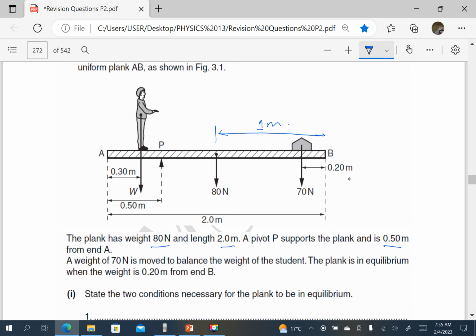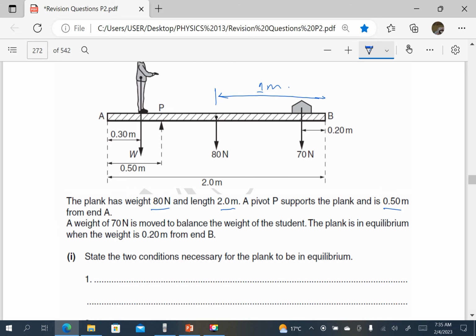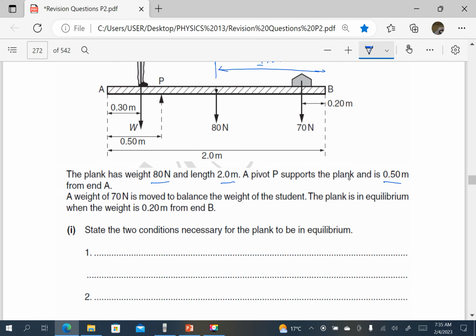So we can see the pivot here at point P. A weight of 70 newtons is moved to balance the weight of the student. The plank is in equilibrium when the weight is 0.2 meters from end B. State the two conditions necessary for the plank to be in equilibrium.